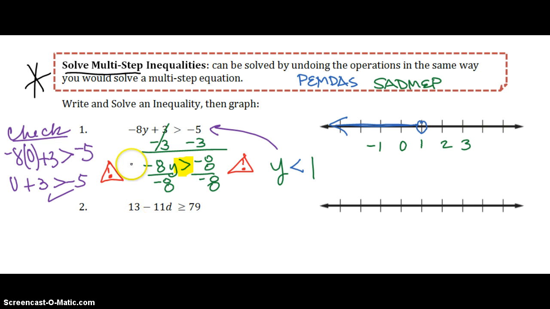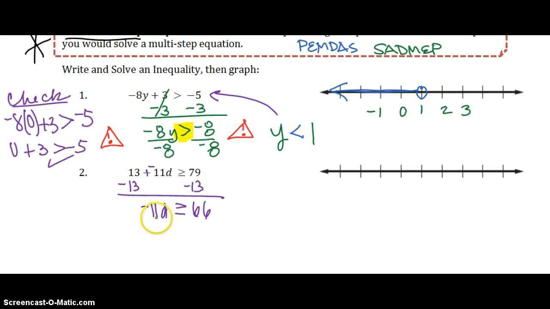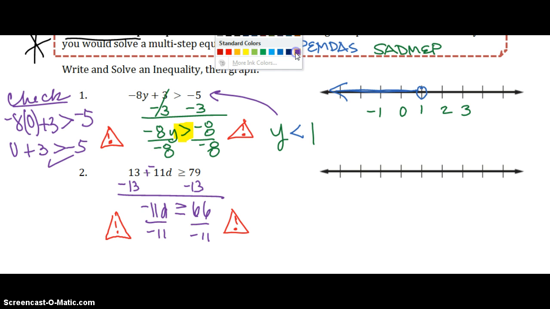So beware. On number 2, we have a +13. This negative really belongs to the 11. So subtract 13 because it's positive, and -11d is greater than or equal to 66. Divide by -11 because it's a negative. I need to be aware. I must switch my inequality sign, and d is going to be less than or equal to -6 because I switched my inequality sign here.